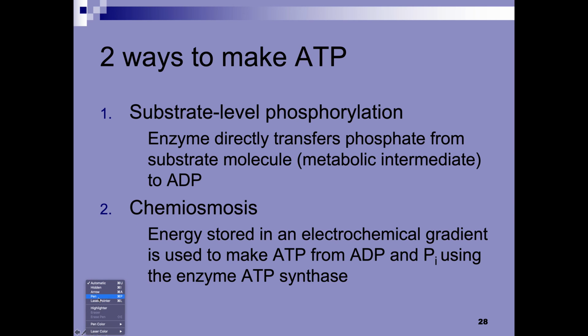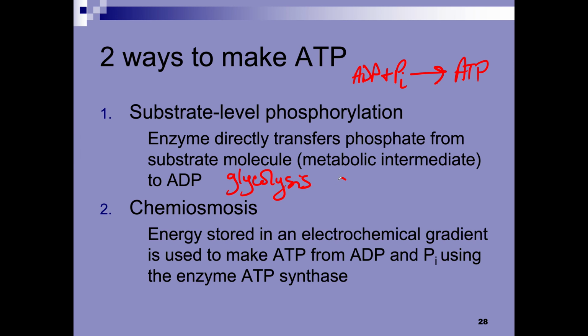I'm going to try using this pen here. So I have ADP plus a free phosphate, that's what Pi is. When these react, it becomes adenosine triphosphate, or ATP. Enzyme direct transfer is going to occur in primary metabolism in two places. It will occur during glycolysis, and it will occur in what's known as the Krebs cycle. The Krebs cycle is also referred to as the tricarboxylic acid or TCA cycle.